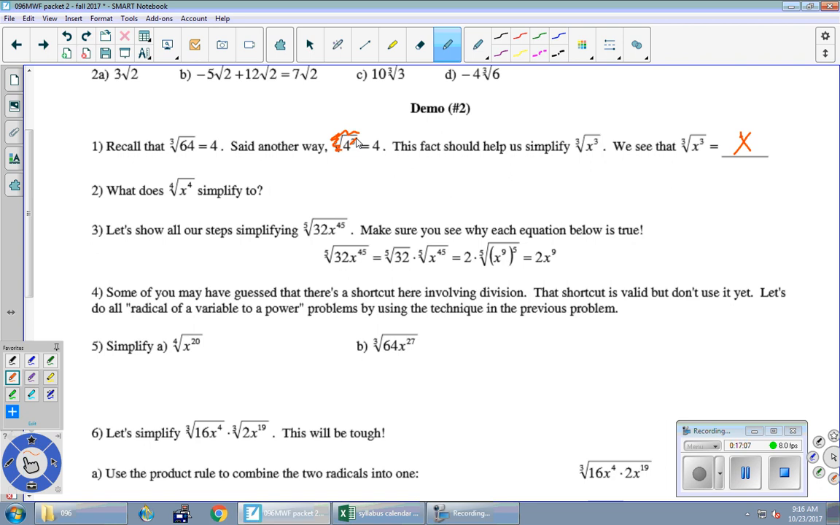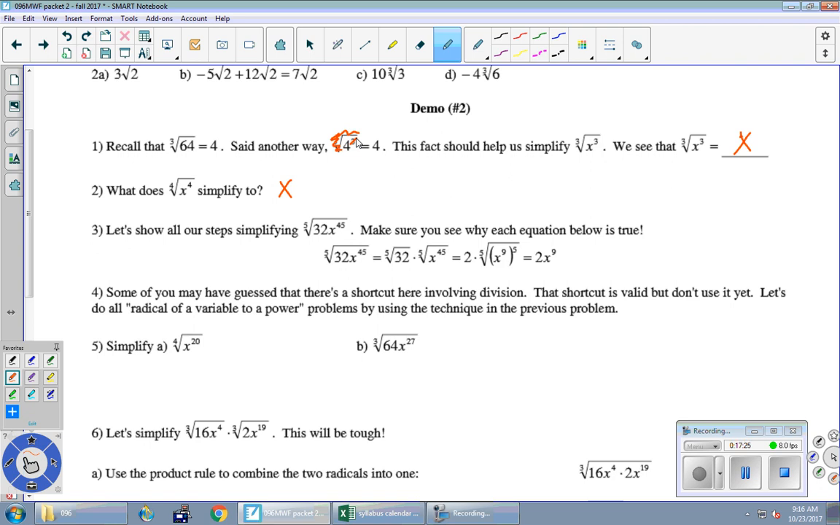What is the 4th root of x to the 4th? It is x. So as long as the index, remember that's the little number in the front, matches perfectly with the power, then those 2 things cancel entirely, okay?